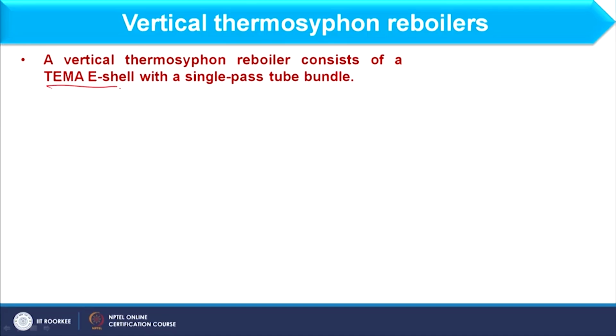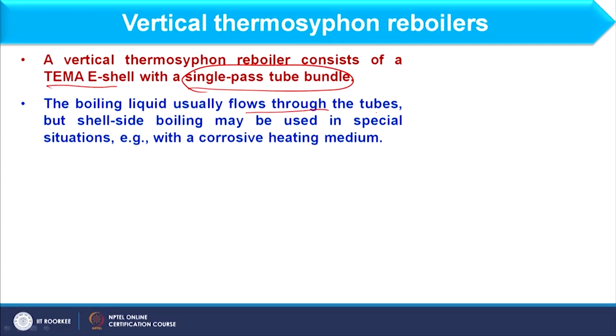As far as the vertical reboiler is concerned, it consists of a TEMA E shell with a single pass tube bundle. Keep in mind that passes in vertical thermosiphon reboilers are only one shell and one tube pass, and that is quite obvious, because whatever vapor is generated should move up. It should not move here and there in the exchanger, otherwise the circulation cannot be maintained. Further, boiling liquid usually flows through the tubes, but shell side boiling may be used in special conditions where I have corrosive heating media. So, heating media should be allocated to the tube side.